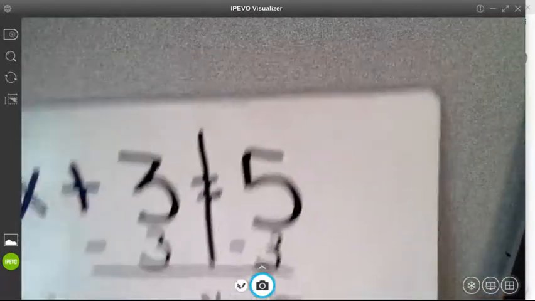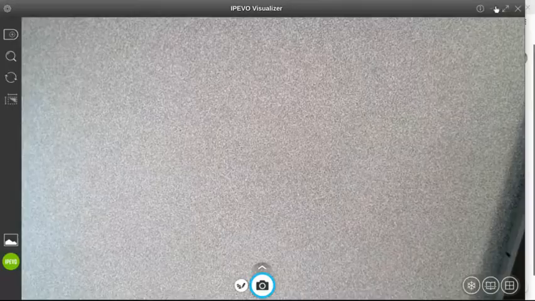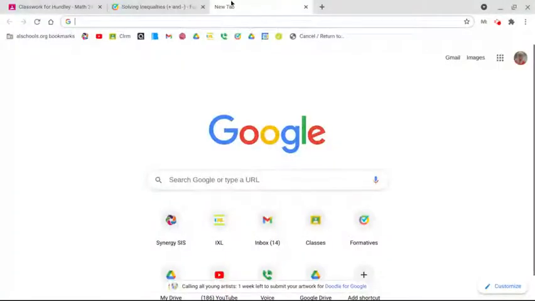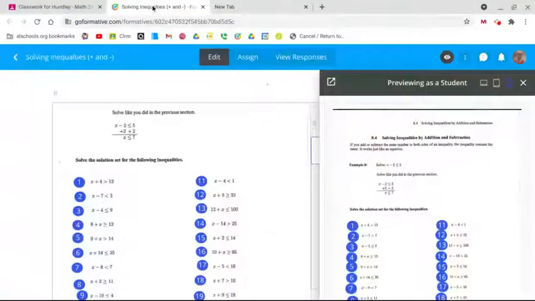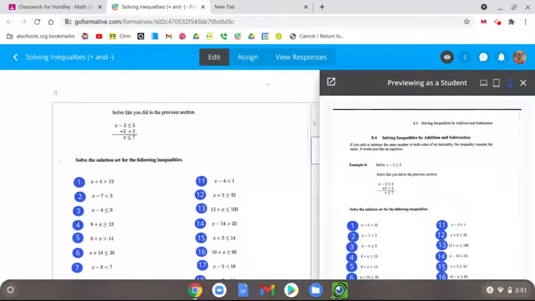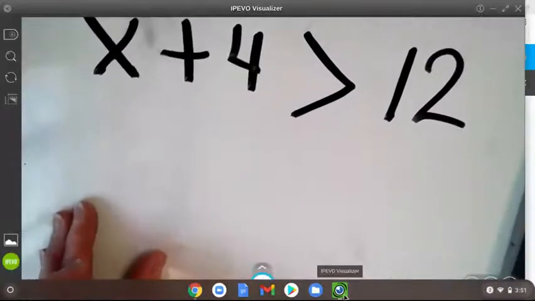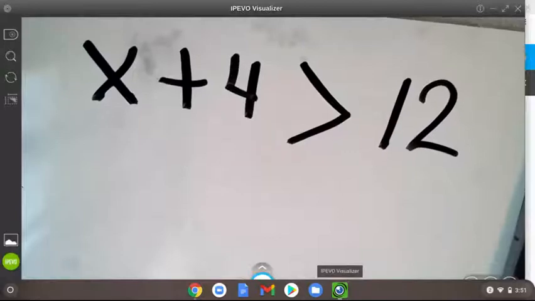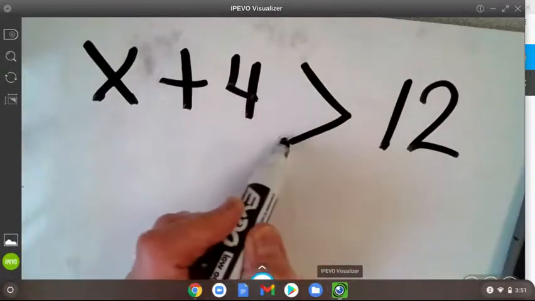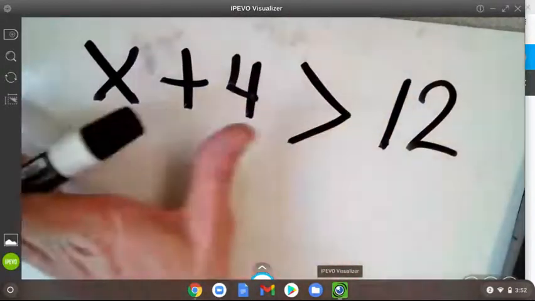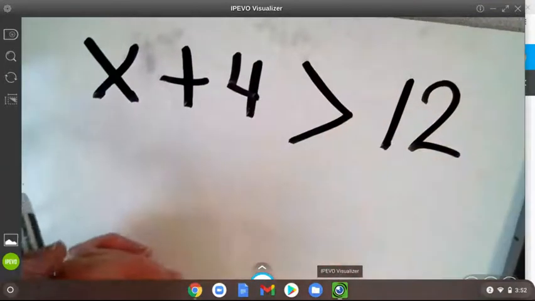So today, in your assignment, I'm going to show you your assignment. It's called Solving Inequalities with Addition and Subtraction. It looks like this. Your first problem says x plus 4 is greater than 12. So I wrote it down here: x plus 4 is greater than 12. The mouth is opening up, so we'd say greater than 12.